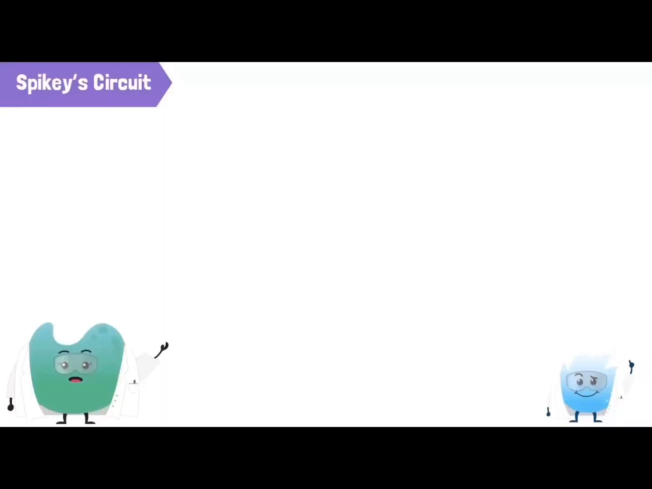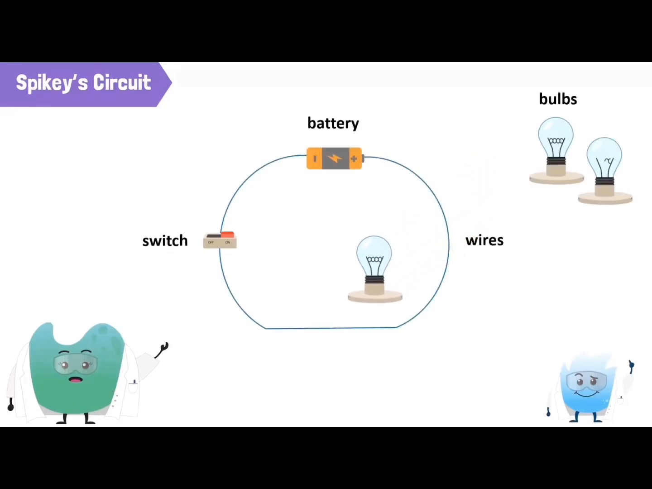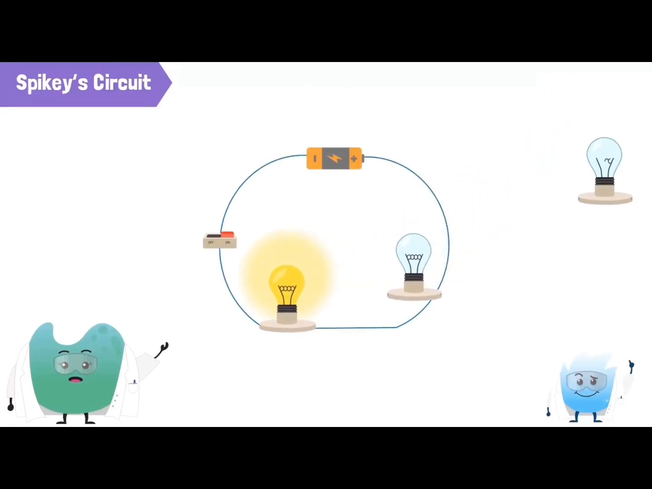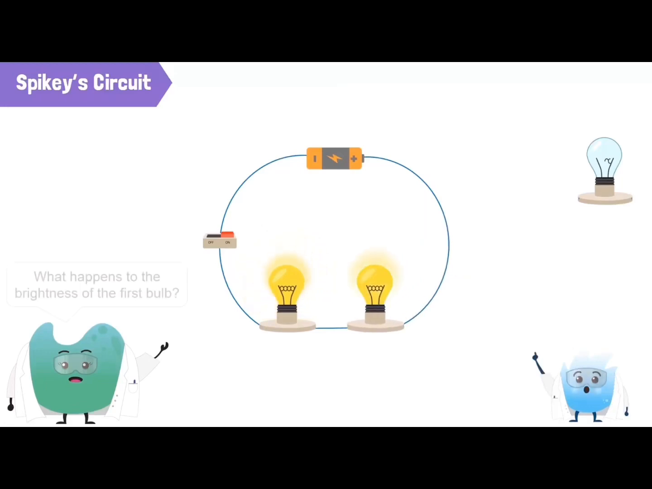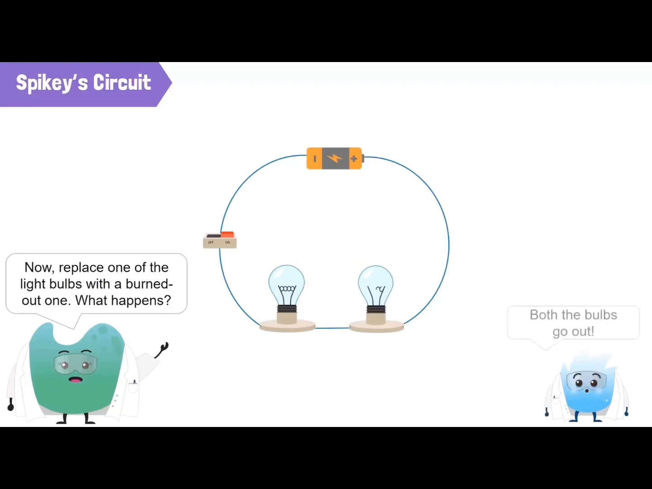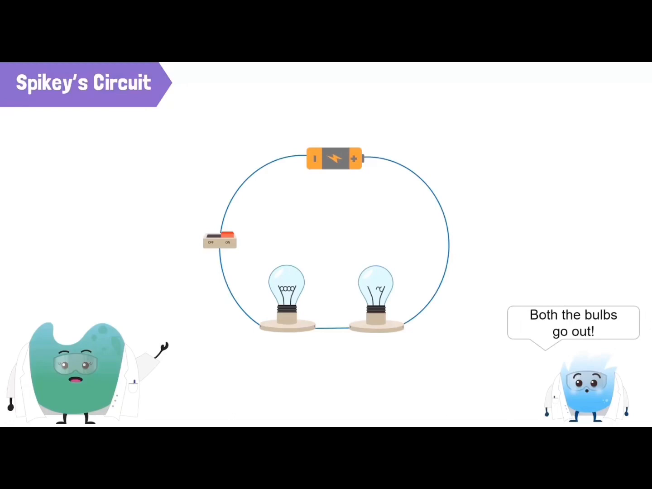Let's make Spiky's circuit first. Let's set up the circuit. Now, let's add another bulb right next to the first one. What happens to the brightness of the first bulb? Whoa, it's dimmer. Exactly. Now replace one of the light bulbs with a burned out one. What happens? Both the bulbs go out.